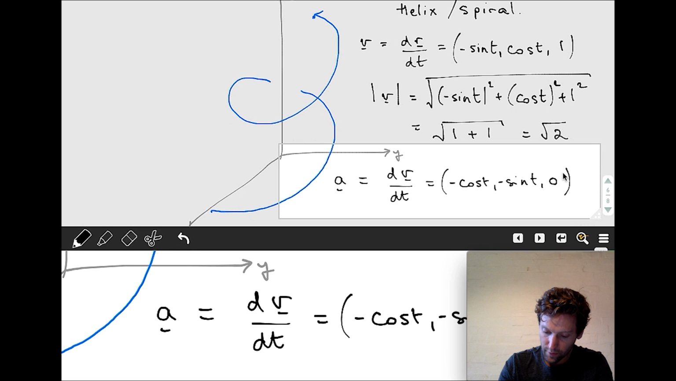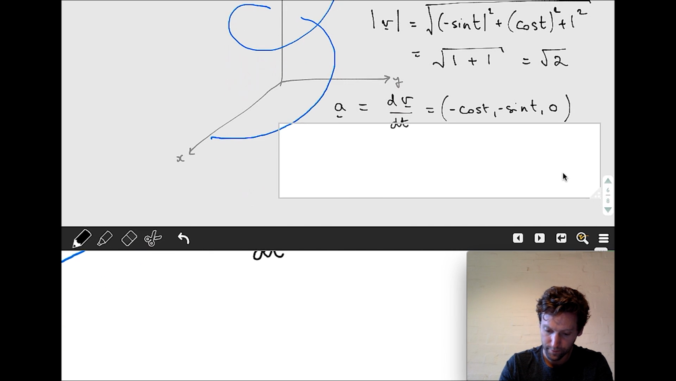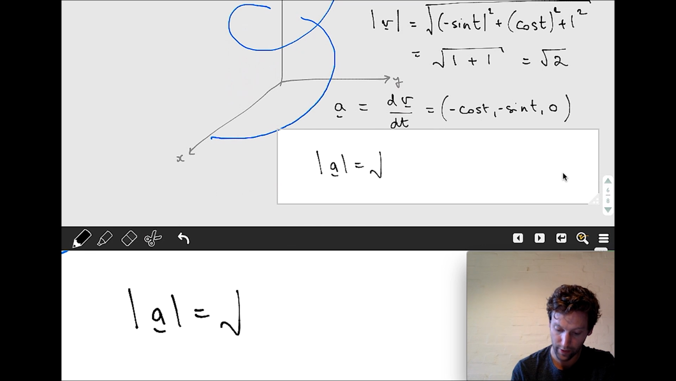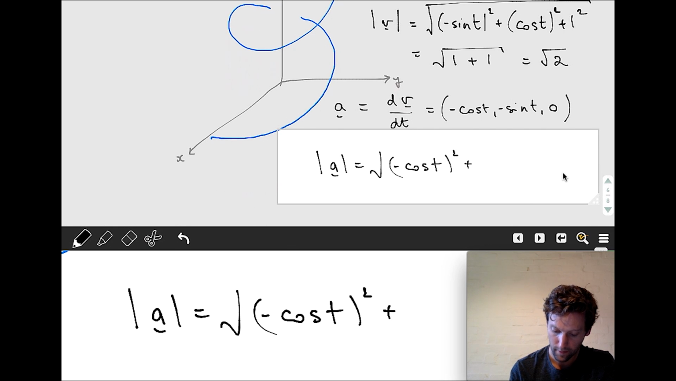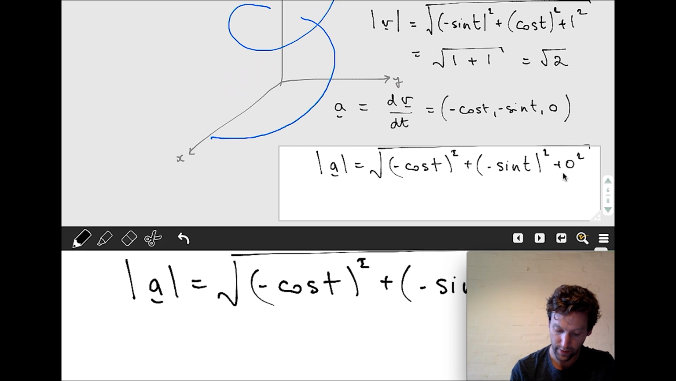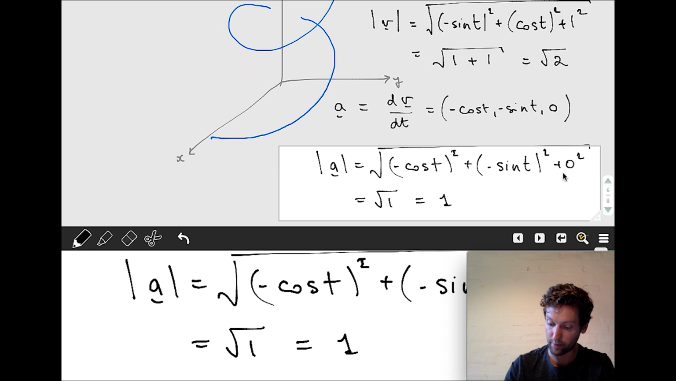So the magnitude of my acceleration vector will be, again, the sum of the squares. So I've got minus cosine t all squared plus minus sine t all squared plus 0 squared. So I get the cosine squared plus sine squared, I get 1. So I get the square root of 1, which is 1. And again, that doesn't depend upon time.